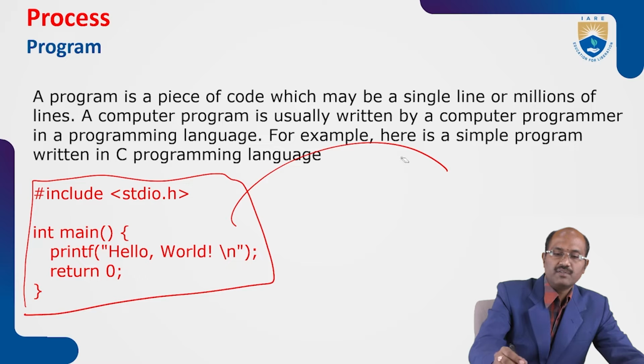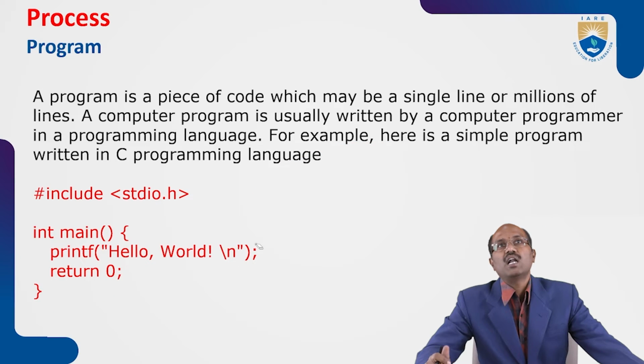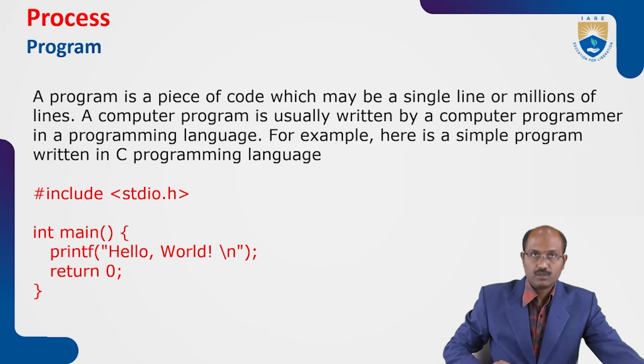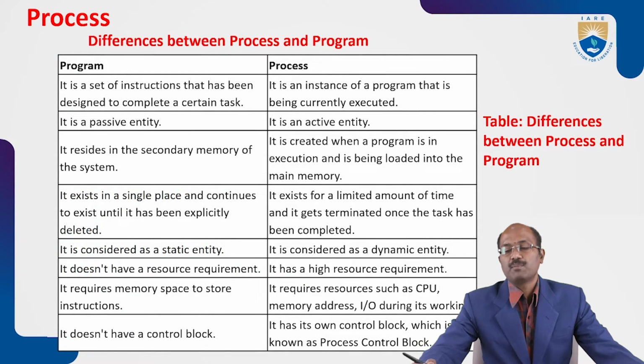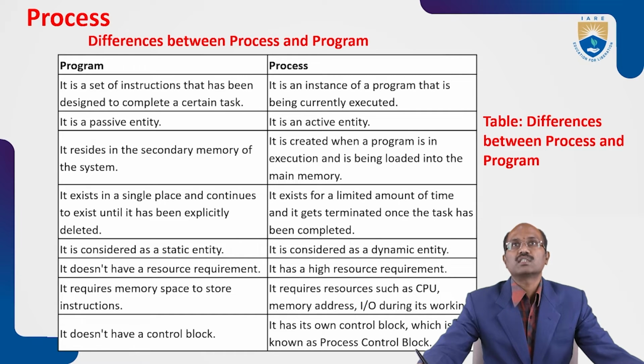I'm explaining the difference between process and program. Okay, let me go to the next slide. Here I am giving a table of the complete differences between the process and program. A program is a set of instructions that has been designed to complete a certain task. A set of instructions may be one line, two lines, or millions of lines. That is a program. Coming to process, it is an instance of a program that is currently being executed.